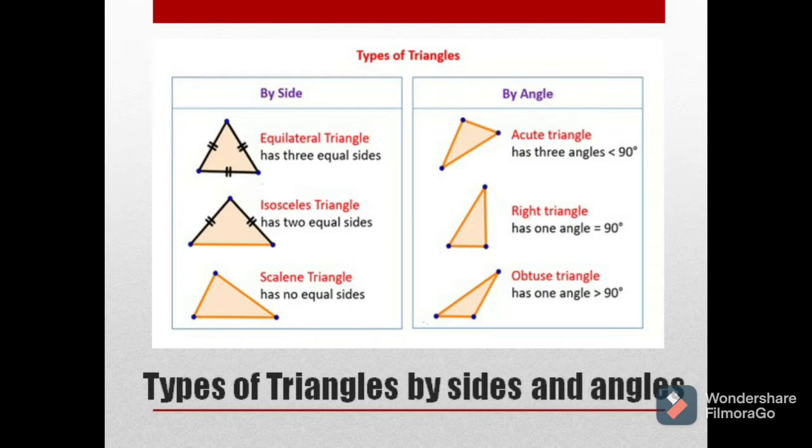So what is an equilateral triangle? It is a type of triangle which has three equal sides. And what is an isosceles triangle? It is a triangle which has two equal sides. And a scalene triangle has no equal sides. And by angle, an acute angled triangle has three angles less than 90 degrees. A right angled triangle is a type of triangle which has one angle equal to 90 degrees. And an obtuse angled triangle is a type of triangle which has one angle greater than 90 degrees.